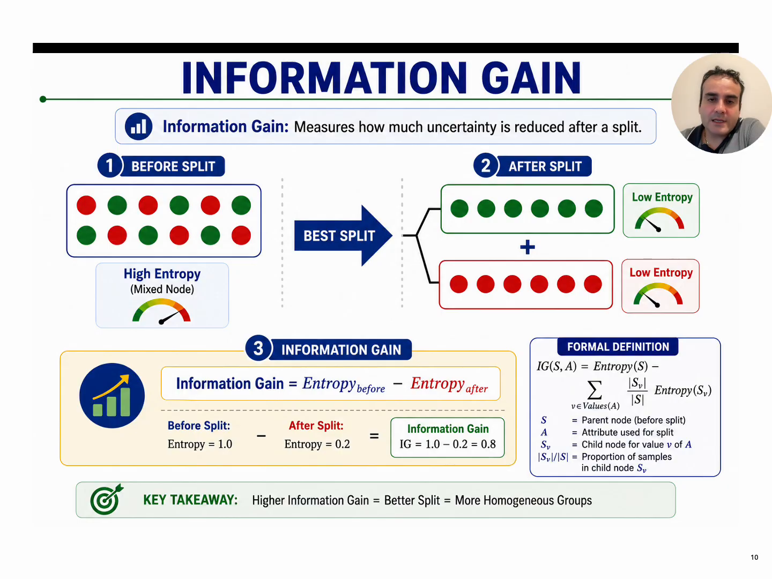Information gain tells us how much a split improves the organization of the data. At the top of the slide, we start with a mixed parent node containing both red and green observations. After splitting, the child nodes become much more homogeneous. The difference between the entropy before the split and the weighted entropy after the split is called information gain. A larger information gain indicates a better split because it reduces uncertainty more effectively. This is one of the primary criteria used when building decision trees.